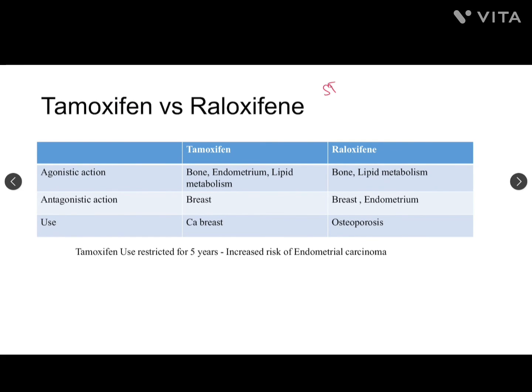Now, as I've told you, both these compounds are SERMs. What is SERM? Drugs that have estrogenic activity in some tissues, anti-estrogenic activity in some other tissues, right? Tamoxifen is agonistic in bone, endometrium, lipid metabolism. Raloxifene is agonistic in bone, lipid metabolism. Tamoxifen is antagonistic in breast, while raloxifene is antagonistic in both breast as well as endometrium. The difference here is endometrium. Tamoxifen is agonistic in endometrium, whereas raloxifene is antagonistic at endometrium.